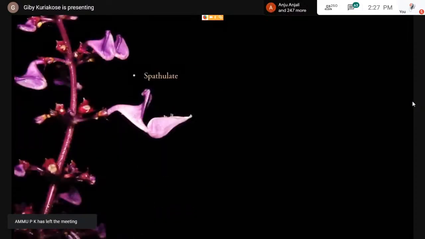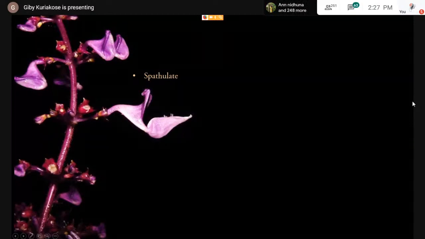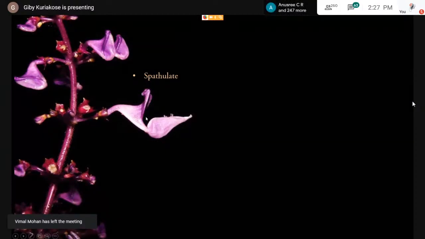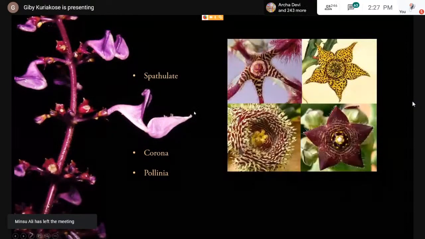There are so many technical terms, but just imagine that instead of this particular term, spatulate, the description is a broadened tip with a narrow base. So here in this plant, the Scolia species or Plectranthus species, Lamiaceae family, the lower petal is a kind of spatulate shape, spatula shape.